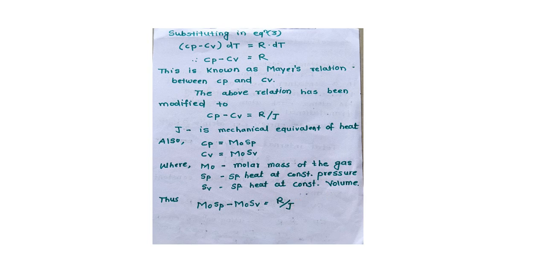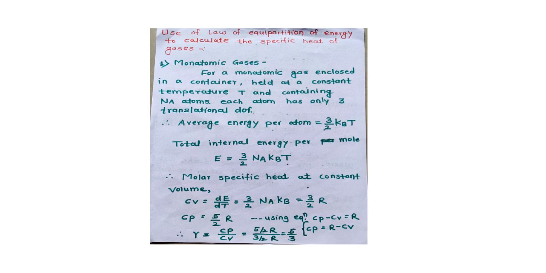Now we use the law of equipartition of energy to calculate the specific heat of gases. For monoatomic gases, what is a monoatomic gas? Monoatomic means a molecule consisting of a single atom. Examples of monoatomic gases are helium, neon and argon.